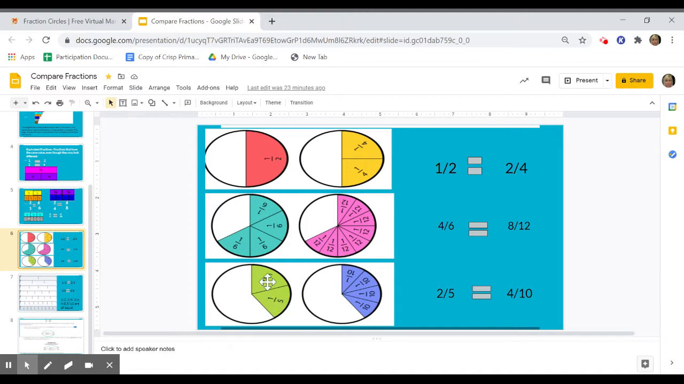Here, I have 2/5. How many tenths would equal 2/5? 1, 2, 3, 4. 4 tenths.